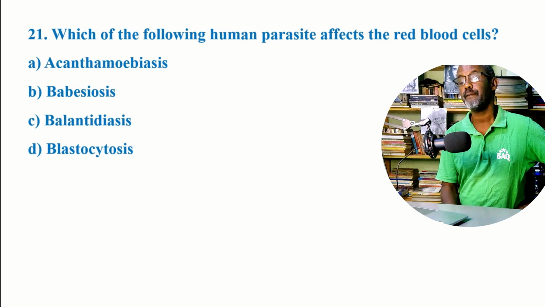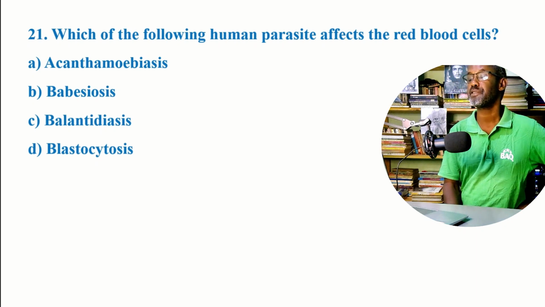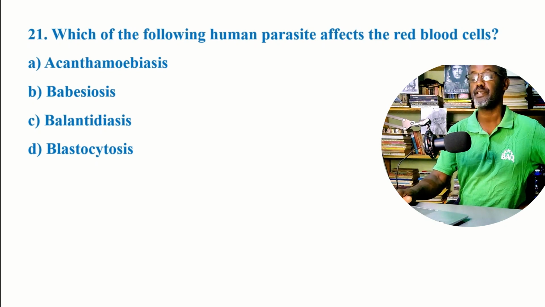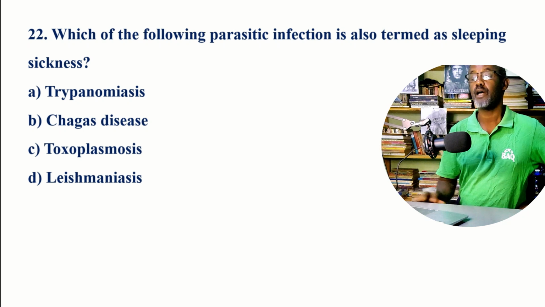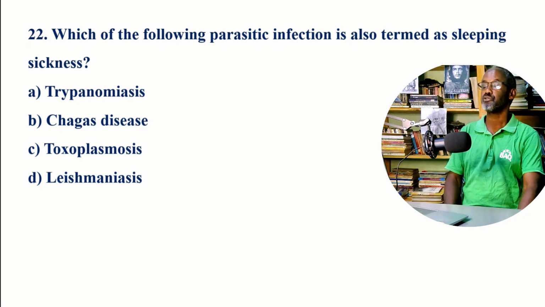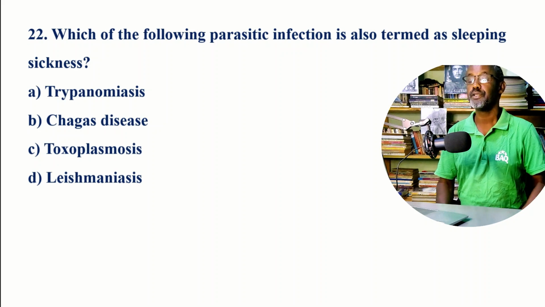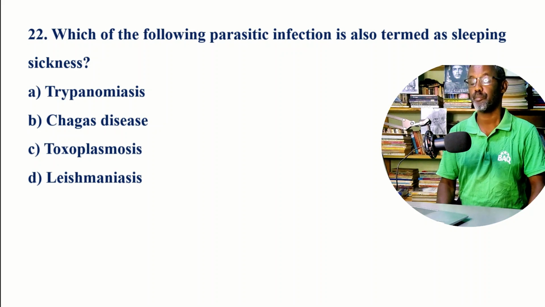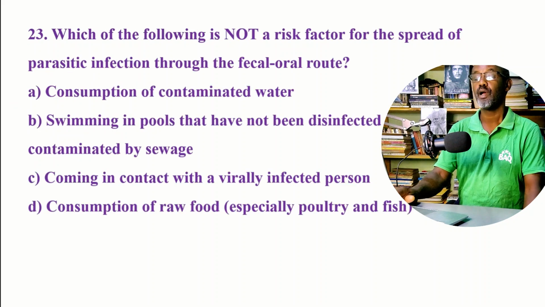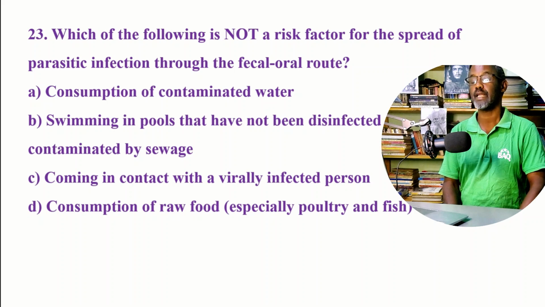Question number 21. I think I am repeating this question. Sorry, let me jump it. This is a repeated question. The answer I have told you, babesiosis. Next question: which of the following parasitic infections is also termed as sleeping sickness? Of course, trypanosomiasis, the African type.